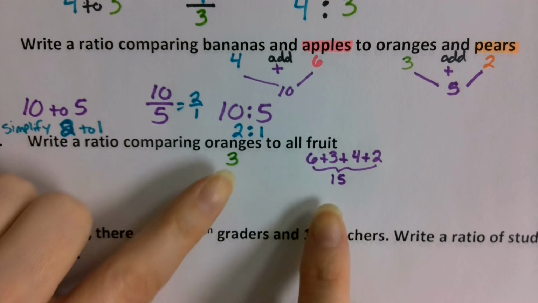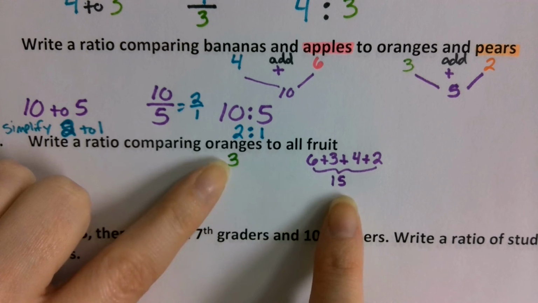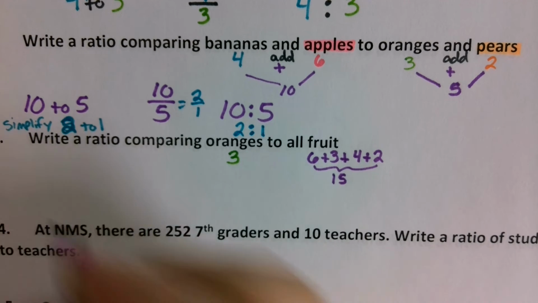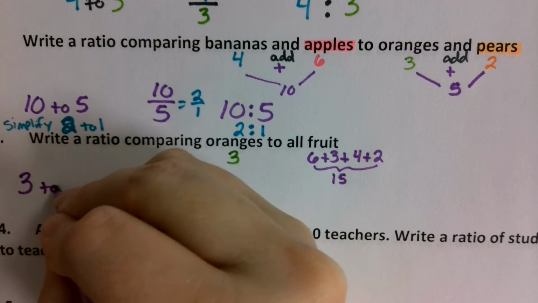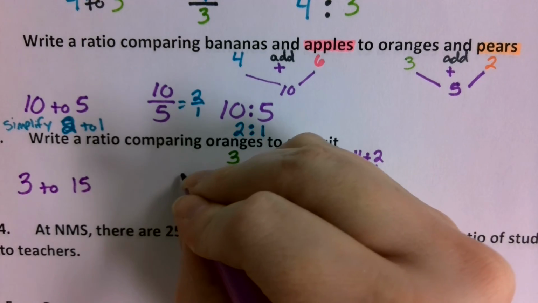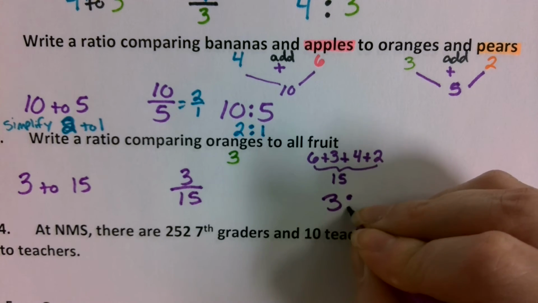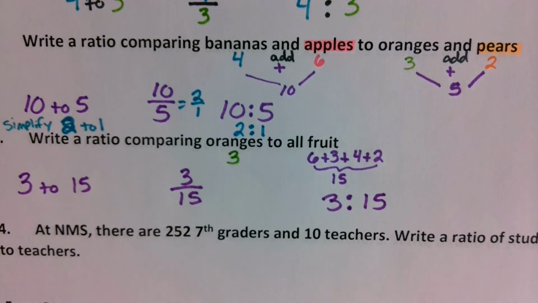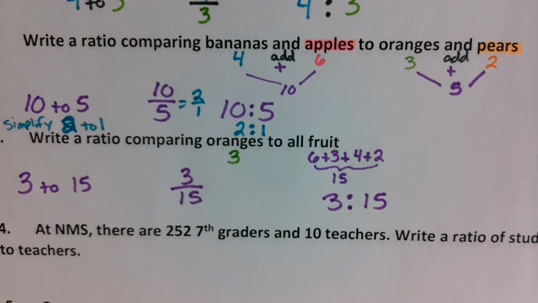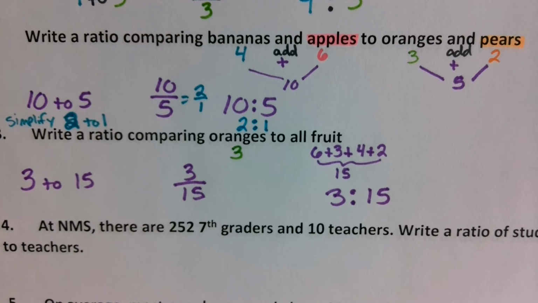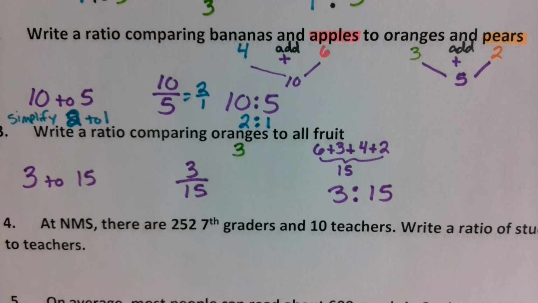So then we use 3 and 15 as our comparison numbers. So we would have 3 to 15, 3 over 15, 3 colon 15. Can we simplify the 3 and 15? Some say no, some say yes. If you say yes, what can they both be simplified by? 3. They're both divisible by 3, aren't they?